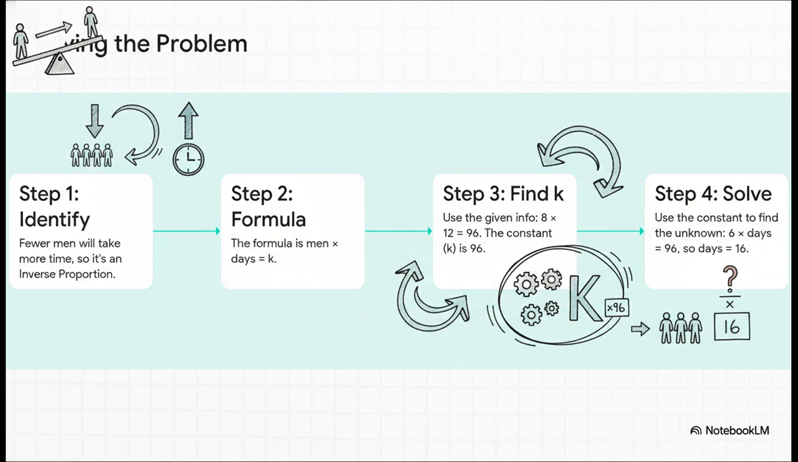Step 3. Find that constant K using the info we have. 8 men times 12 days gives us a constant of 96. And finally, step 4, use that constant to solve for our unknown. 6 men times our unknown number of days must also equal 96. A quick division, 96 divided by 6, gives us our answer, 16 days.